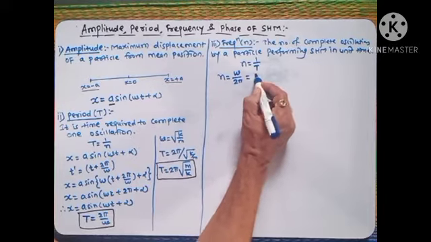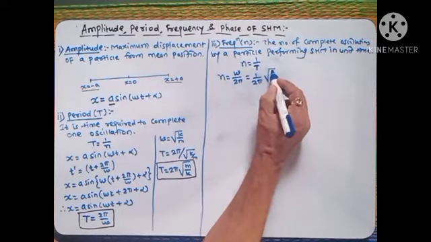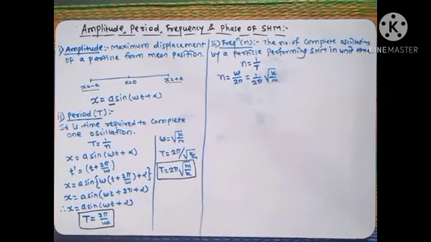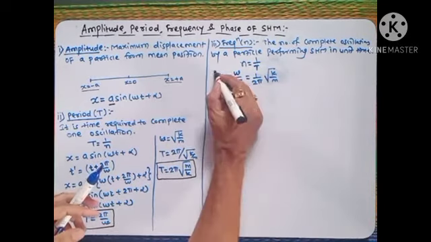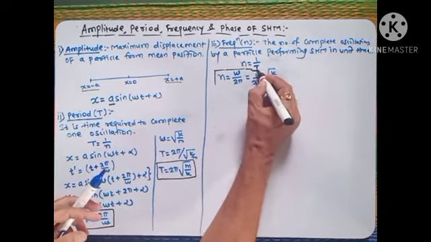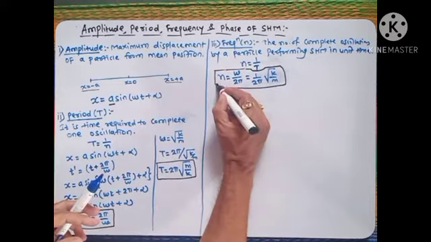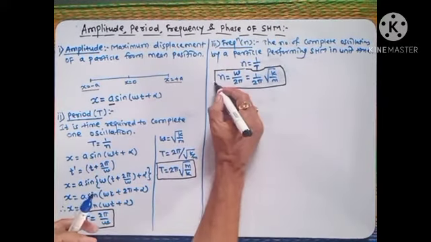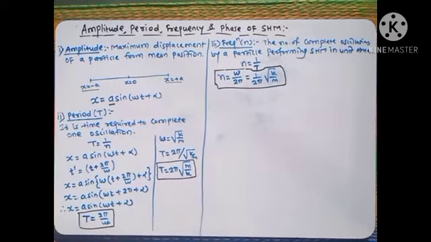Or we can write here 1 upon 2 pi root k by m. This is the formula for frequency. See here, this is the formula for frequency, that is n equal to omega upon 2 pi, or 1 upon 2 pi root k by m.